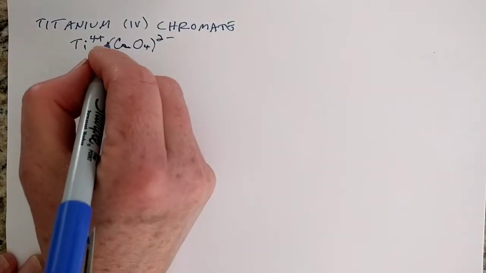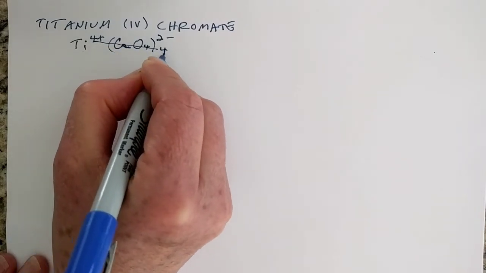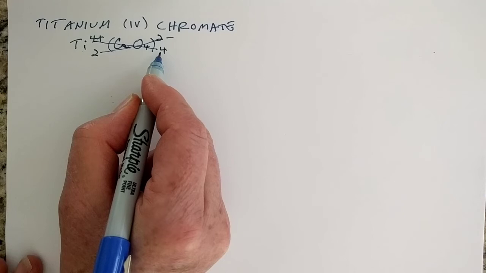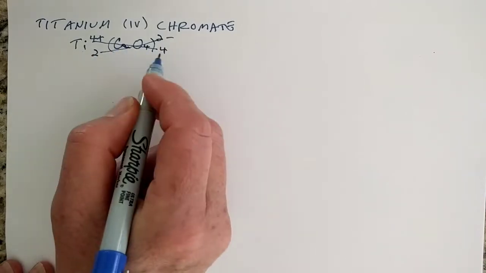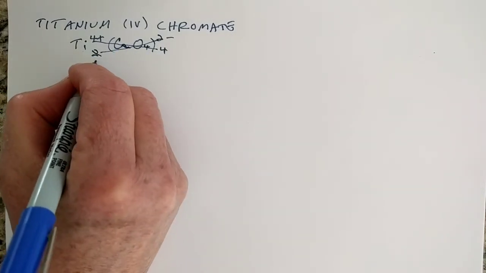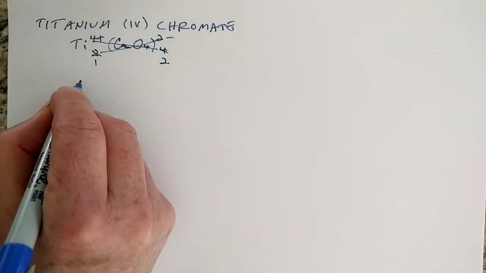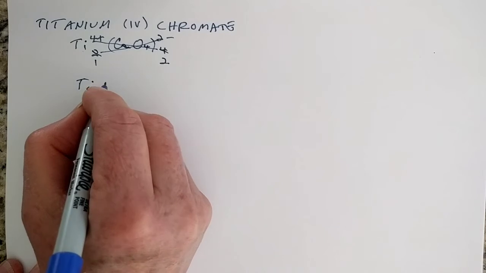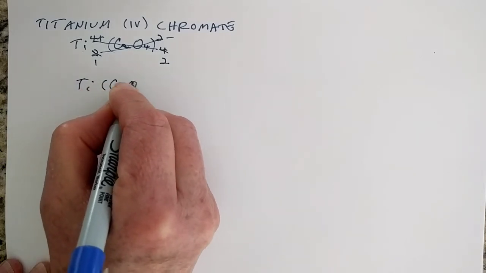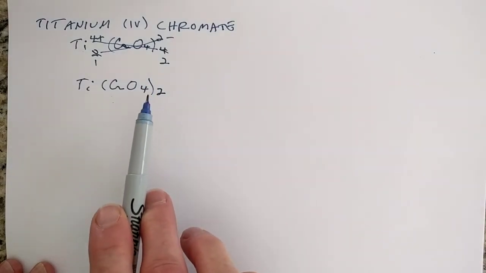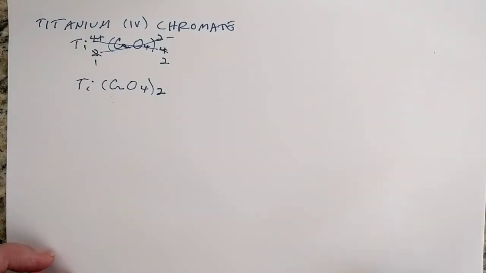Now we cross our charges, the absolute value of our charges. And then we check 2 and 4. We only check outside parentheses. 2 and 4 does reduce. So 2 goes to 1, 4 goes to 2. So our ratio is 1 to 2. So we rewrite Ti, parentheses, CrO4, parentheses 2. We must keep our parentheses because we have two polyatomic ions.